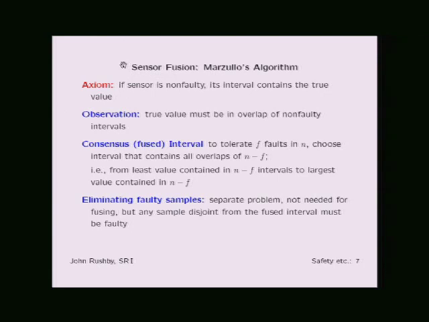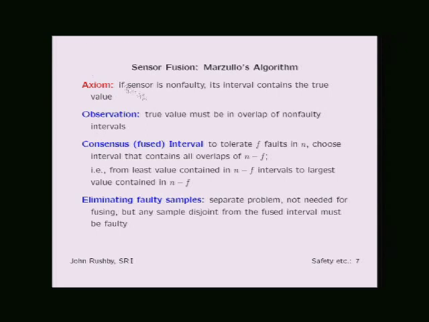The idea is you have n sensors that each provide an interval that they think the value of the parameter being sensed lies in. So you have n intervals coming in, and some of those sensors can be faulty, right? And so he came up with a protocol to tolerate a certain number of faults in n sensors. Let's say you have at most f faults, and the probability of having more than f faults is really small, so you ignore that.